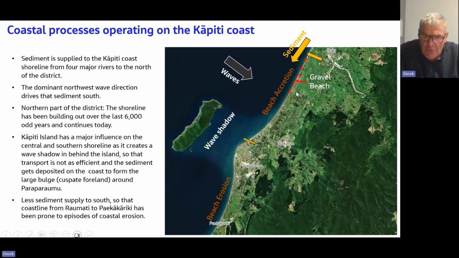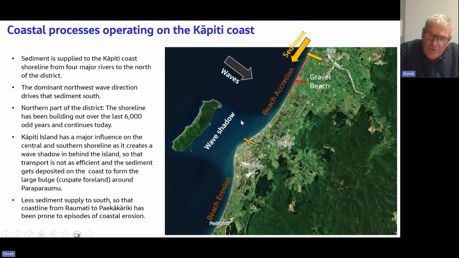So the material arrives along the Kāpiti coast. And what's happened is that this area in the north here has been accreting. So it's been building out, and over the last 6,000 to 7,000 years we've seen that coastal plain build out around 2 to 4 kilometres.